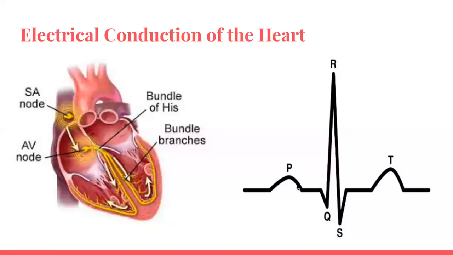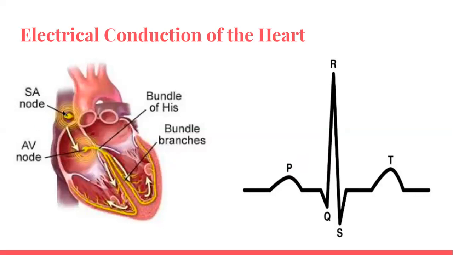So we can look at the waveform and see what part of the wave we're looking at to understand, does the problem originate with the SA node? If so, then we have an atrial complication. Does it originate with the AV node? If so, then we have ventricle problems.